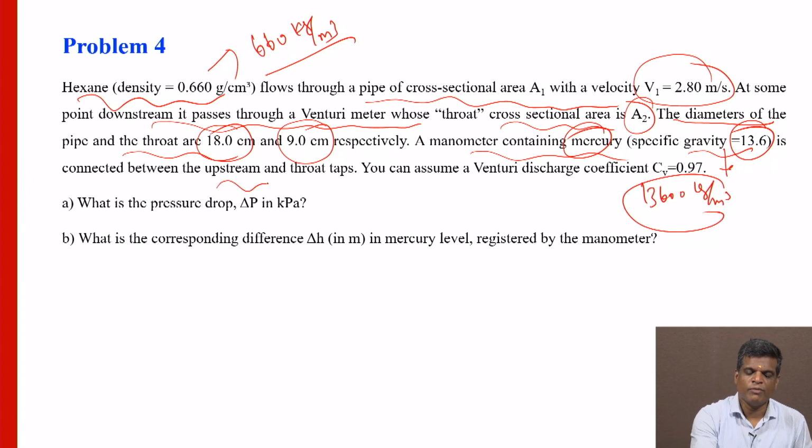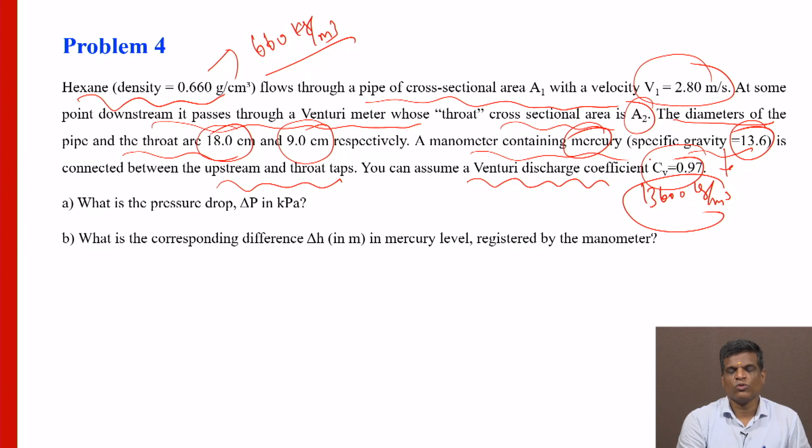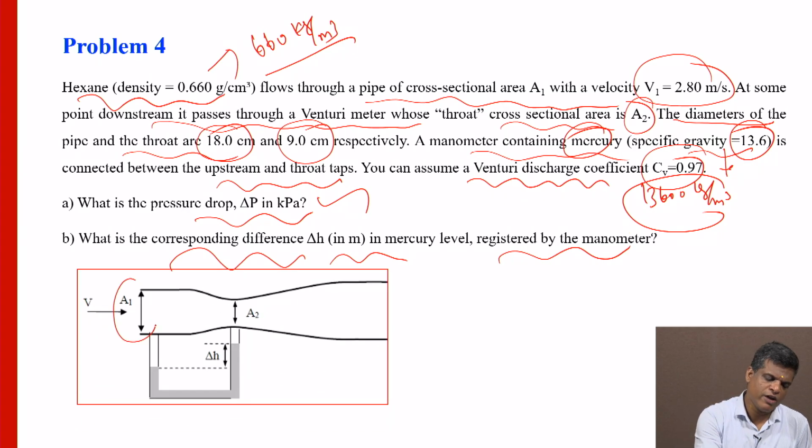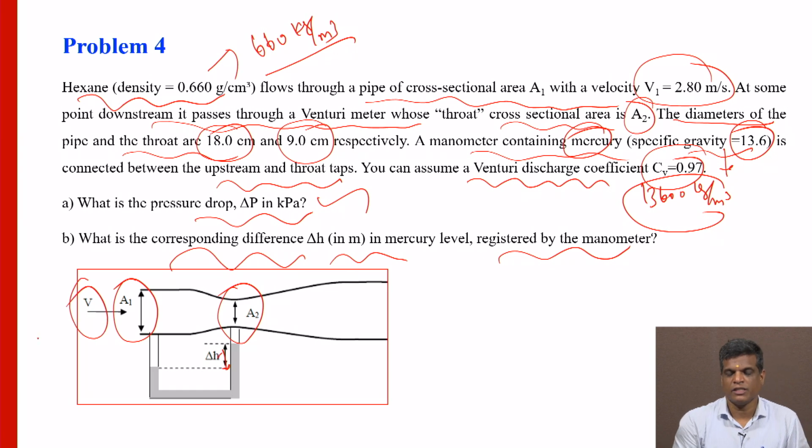It is connected between the upstream and throat tap. The Venturi discharge coefficient Cv equals 0.97. They are asking for the pressure drop delta P in kilopascal, and the corresponding difference delta H in mercury registered by the manometer. The same problem: this first one is area A1, and the throat is A2, and the difference is delta H. Whatever velocity relation we are following, the same applies here.